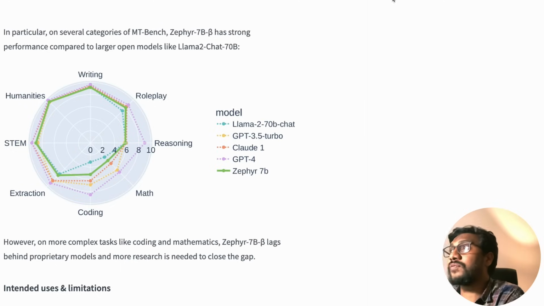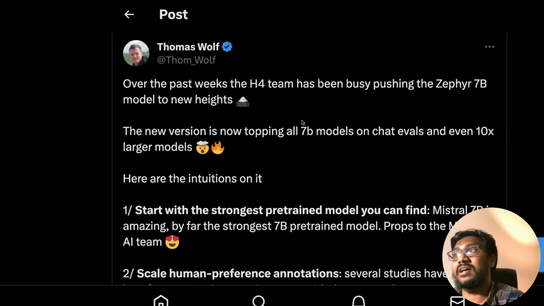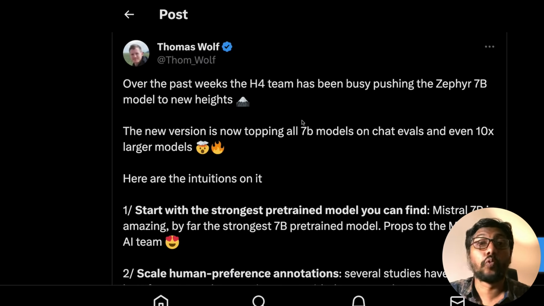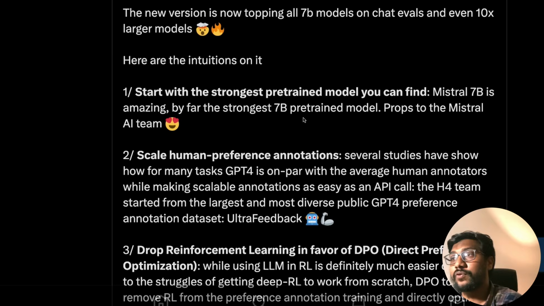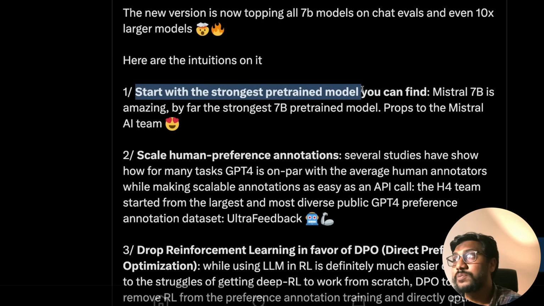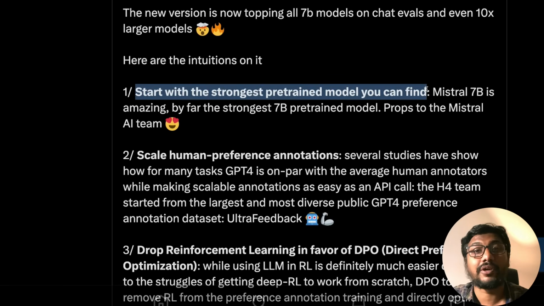Hugging Face CTO Thomas Wolf has put together a nice 4 or 5 points explaining what is happening behind the scenes. Why is the model good at certain things? Why is the model not good at certain things? First of all, start with the strongest pre-trained model that you can find. So they used the Mistral 7 billion parameter model and built on top of it.